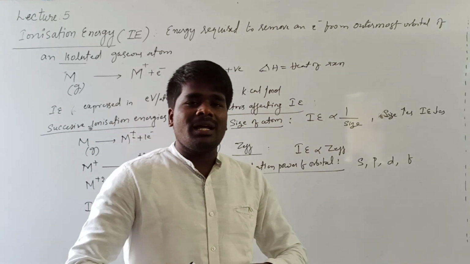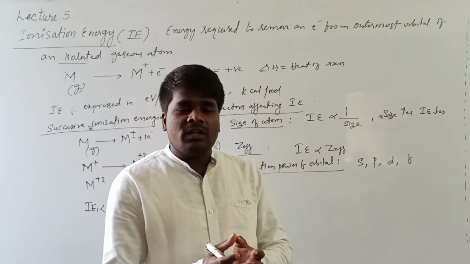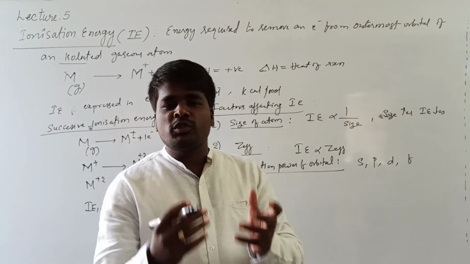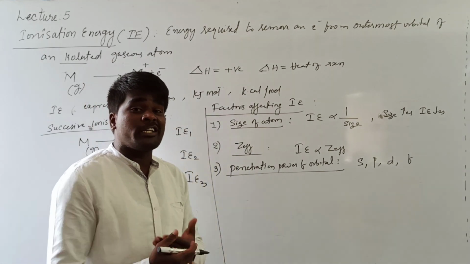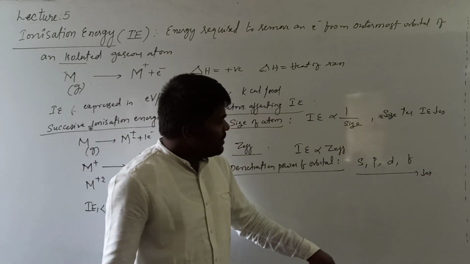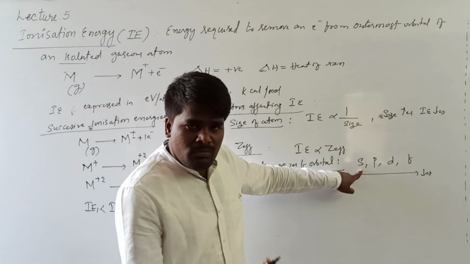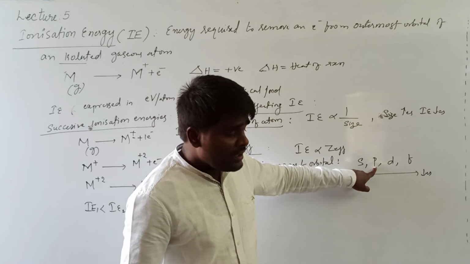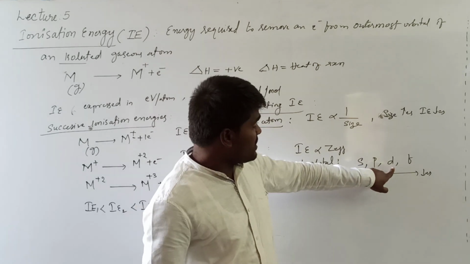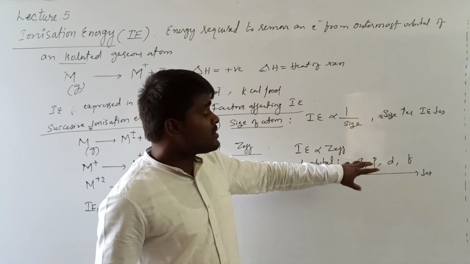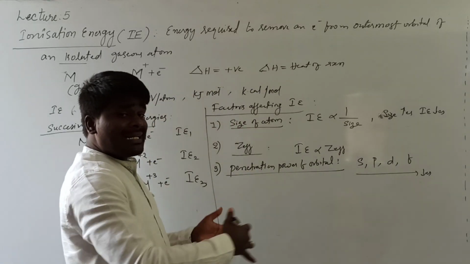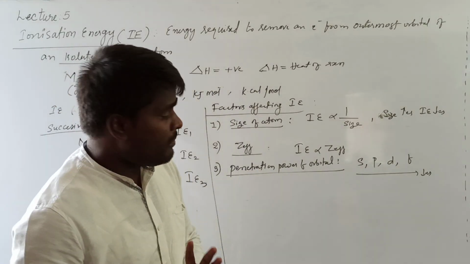As we know, the s orbital is spherically symmetrical. It will be under more nuclear force of attraction. When you are removing the electron from the s orbital, you need to spend more energy. This is called penetration power. The penetration power decreases from s to p to d to f. That means the electron in the s orbital requires more energy when compared with the p, and the electron in the p requires more energy than the d, and less energy than the s. This is also one of the factors. From left to right, the ionization energy decreases. This is called penetration power.